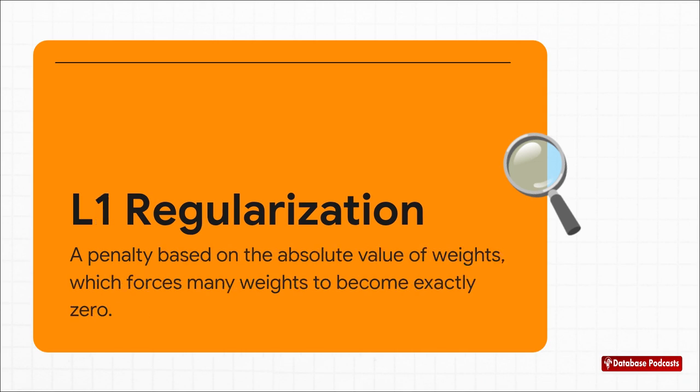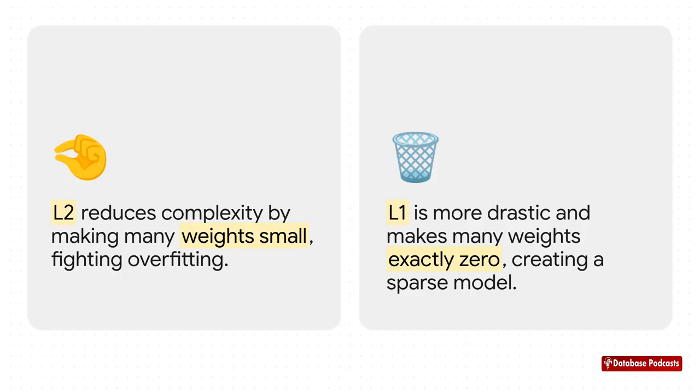Now, there's a similar technique called L1 regularization. It's got one really important difference, though. The penalty here is based on the absolute value of the weights, not their squared value. Okay, I know, it sounds like a tiny change, but it has this really cool side effect. It can actually shrink some of the weights all the way down to exactly 0. And that's the key difference right there.